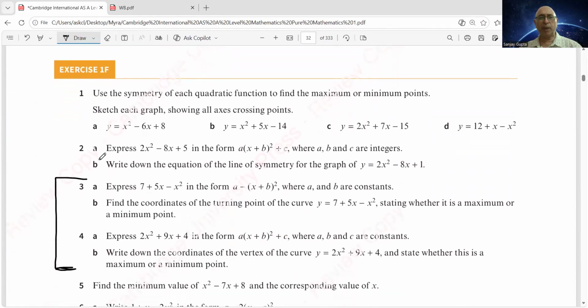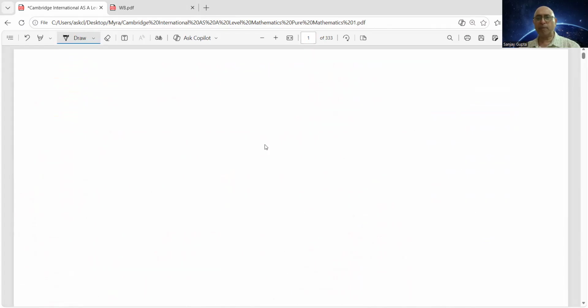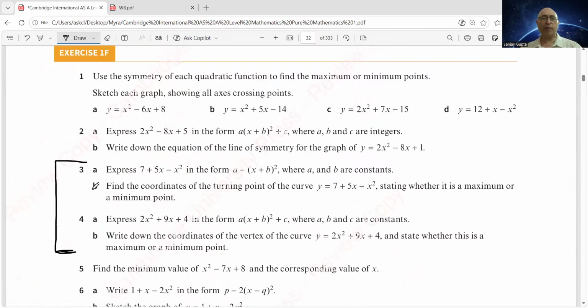This is from the exercise 1F of the Pure Maths book number 1 of the Cambridge curriculum. And we are going to use the idea that I already have covered. Let's do question number 3 first.